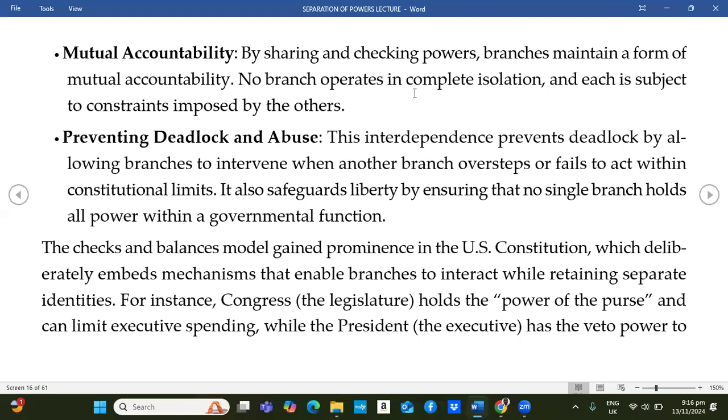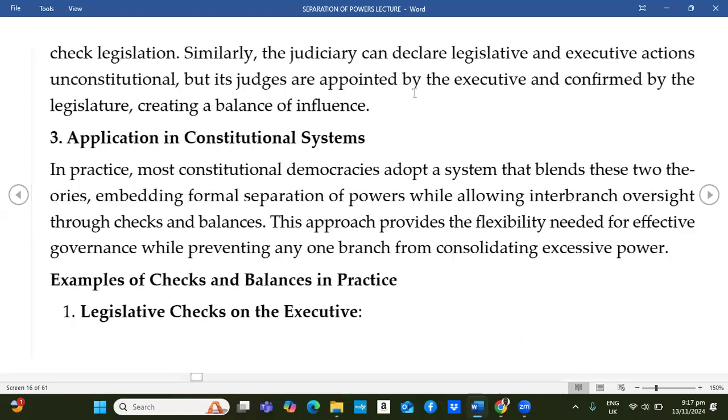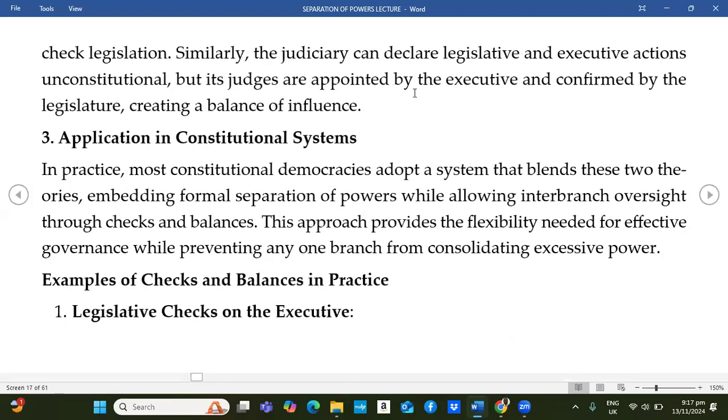Again, the modified classical theory that we'll be discussing prevents deadlock and abuse because of the interdependence that we have talked about. But just imagine if we do not have interdependence in any way, the wheels of government would always be in a stalemate and nothing will get done, as it were. So this modified version has been applied in various constitutions.